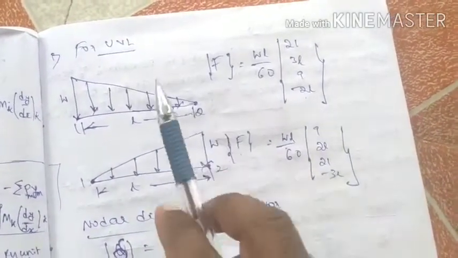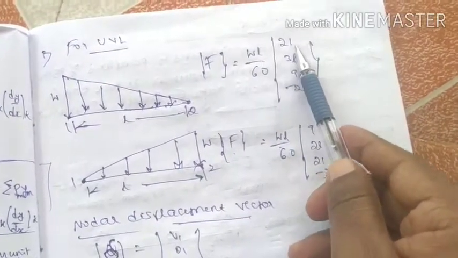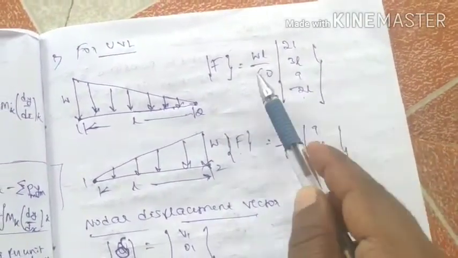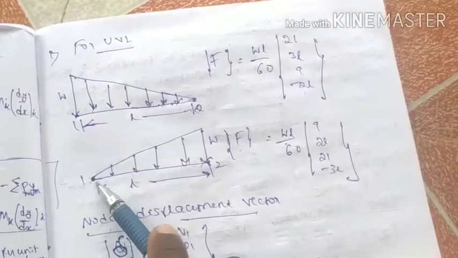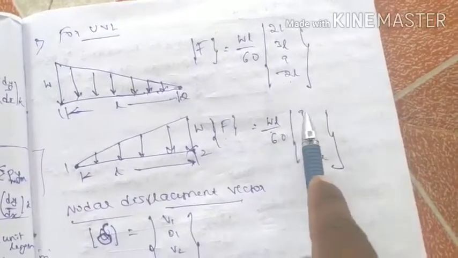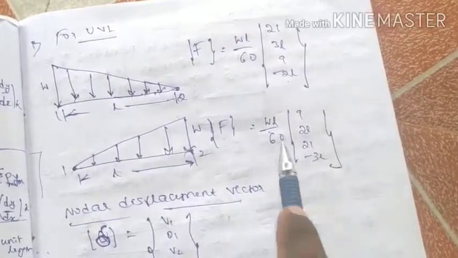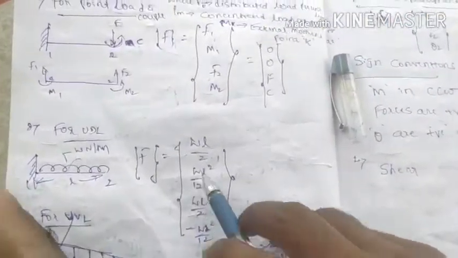In this case, the nodal force vector is [21, 3L, 9, minus 2L] into WL by 60. And when the load on the left-hand side is 0 and the right-hand side is maximum, then it is WL by 60 times [9, 2L, 21, minus 3L]. So this has to be memorized thoroughly for each different load condition.